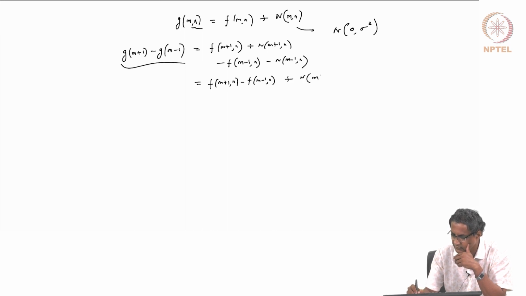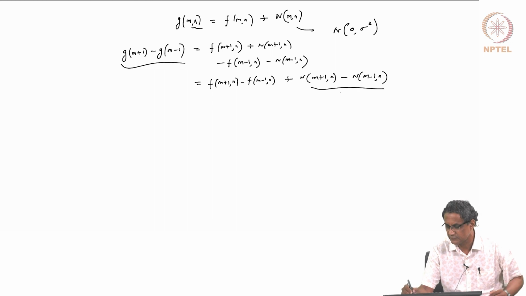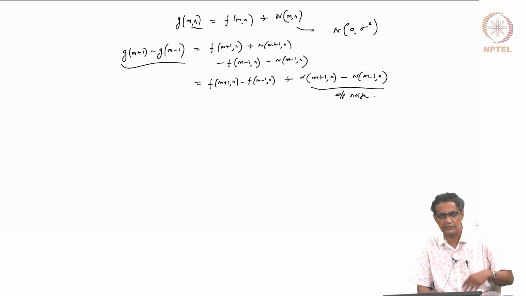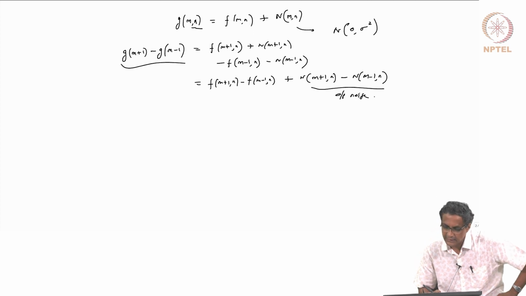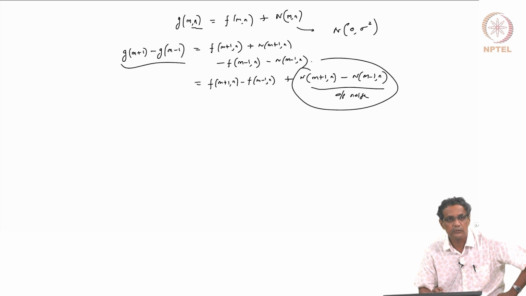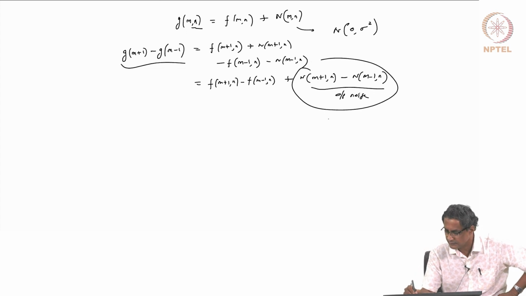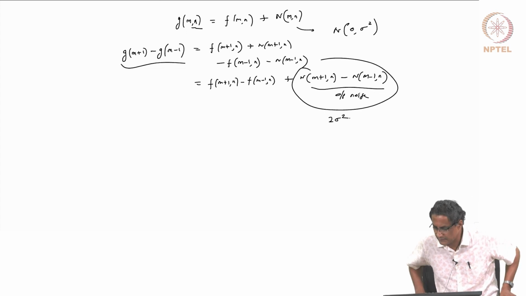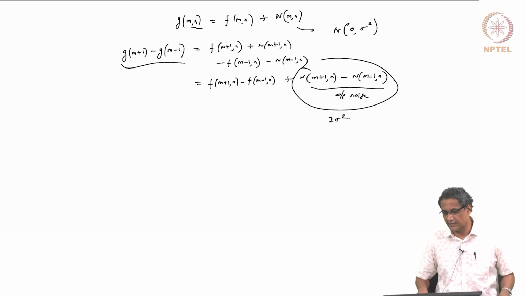So, after the differentiation operation, you have a new noise, the output noise component that has come out because of the differentiation operation. Therefore, if you compute the variance of this noise, what will that be? It will actually be 2 sigma square. It has zero mean, and of course this is all independent. So, therefore, you get 2 sigma square.